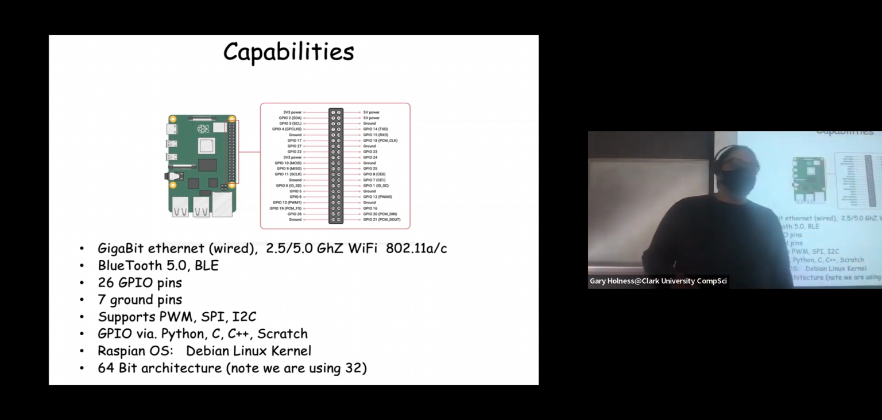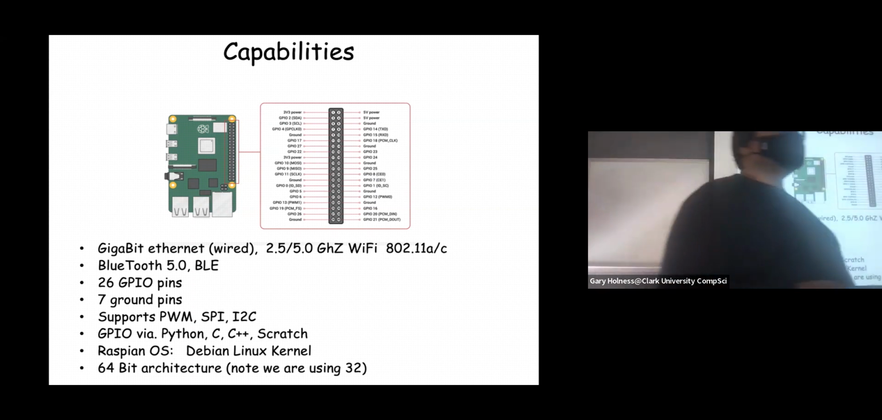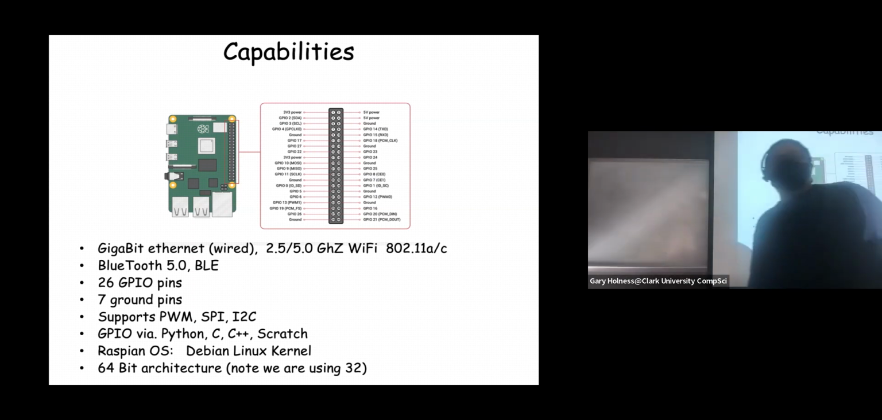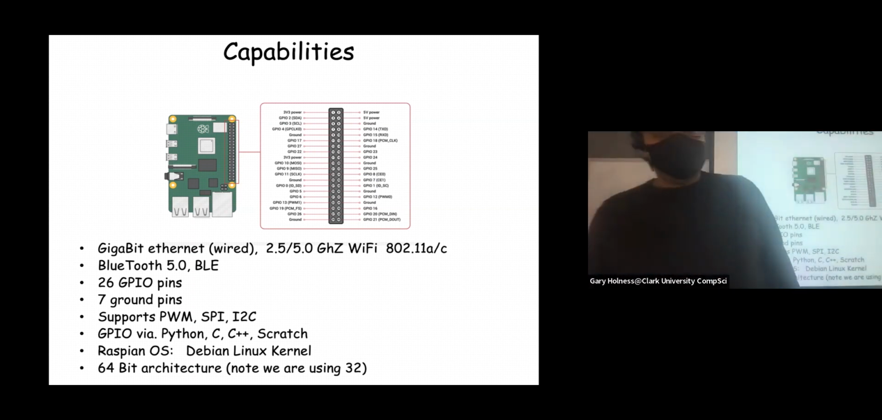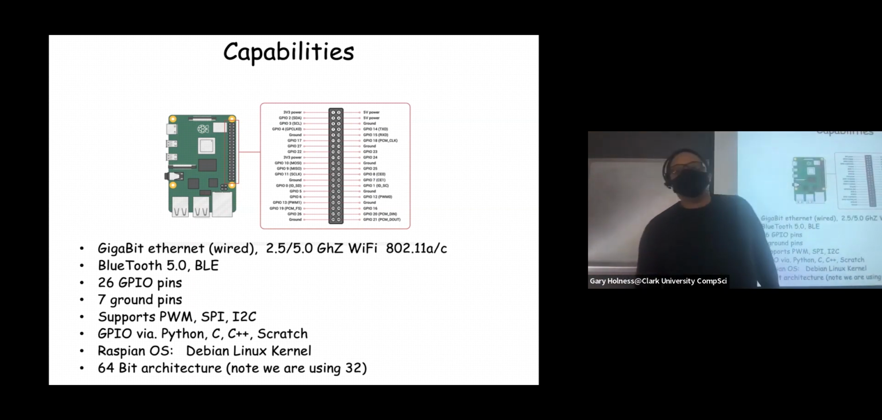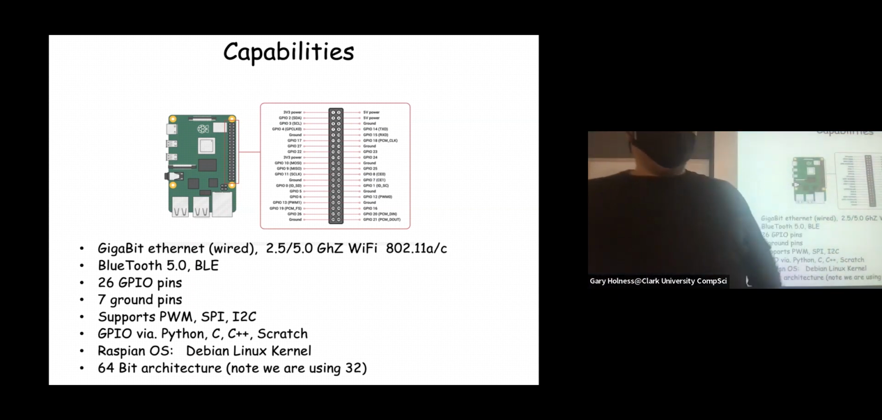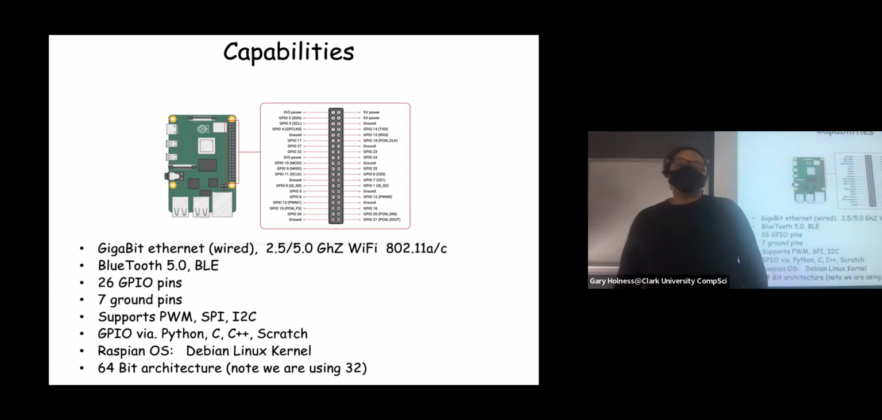It has 26 general programmable I/O pins. And so, like we saw on the Arduino, you can specify a digital input, digital output, analog input and output. So the Raspberry Pi, this credit card size version, can drive quite a few I/O devices. It also has 7 ground pins, a lot more than we saw the Arduino had, which only had, I believe, 2 ground pins. So it was intended to interface with the outside world much more substantially than the Arduino.